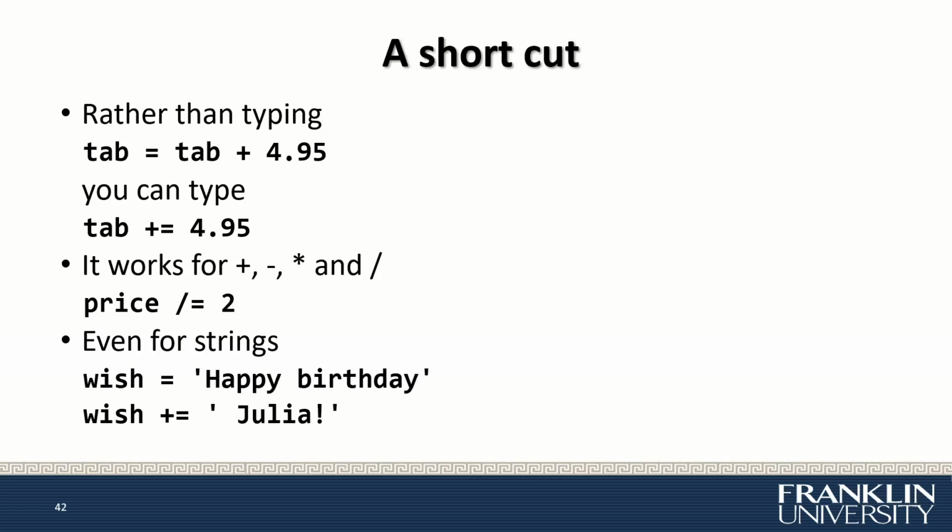And in Python, there's a shortcut. If you do something like this, you can type plus equal, or minus equal, or asterisk equal, or divide equal. If you have a statement like tab = tab + 4.95, you can write tab += 4.95. These two statements are equivalent. And this is true even for strings, because if you recall, we have string concatenation with the plus operator.